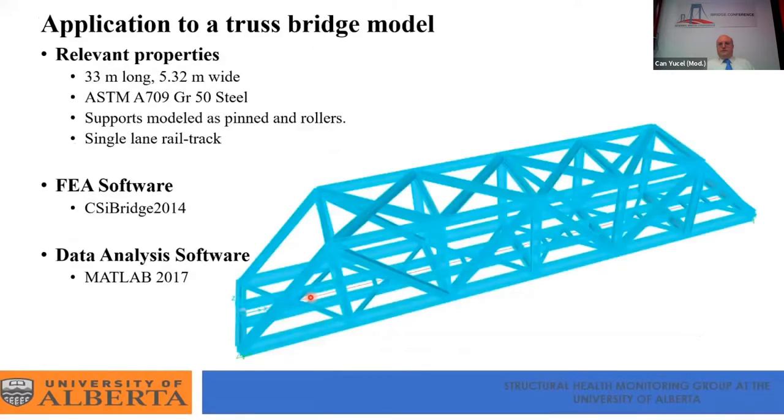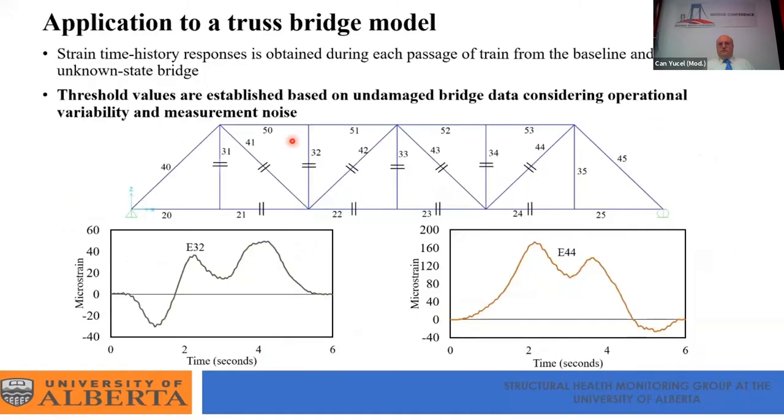Now I will show you an application of these theories through finite element analysis of a truss bridge. You can see the bridge here, and it's a 33 meter long bridge. I used CSI Bridge 2014 software to model and analyze this bridge, and that analysis was performed in MATLAB. In order to simplify the calculation, only one side of that bridge is considered for monitoring, and that side had 20 elements, but it is unrealistic to monitor all the elements with strain gauges. So I randomly picked 12 elements for strain monitoring, which are shown by double lines.